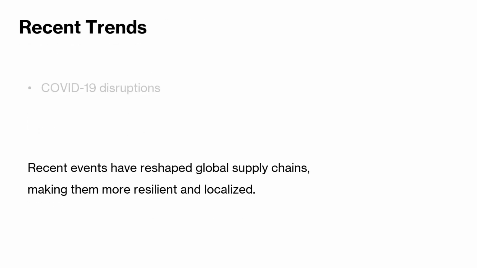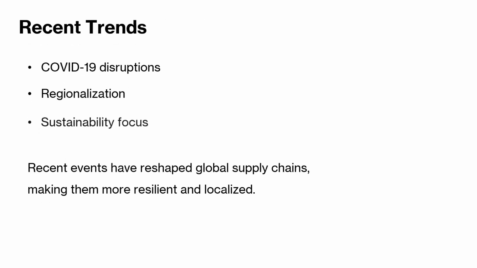In the modern era, global value chains are evolving rapidly. Automation, AI, and digital technologies are reshaping production systems. Additionally, recent disruptions such as the COVID-19 pandemic have emphasized the need for resilience. As a result, firms are increasingly adopting regionalization, nearshoring, and diversification strategies.